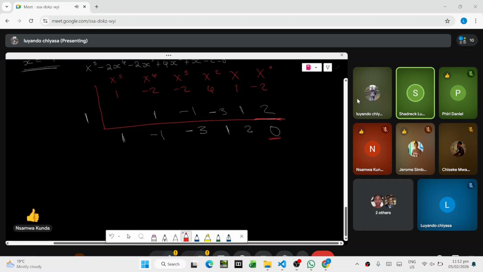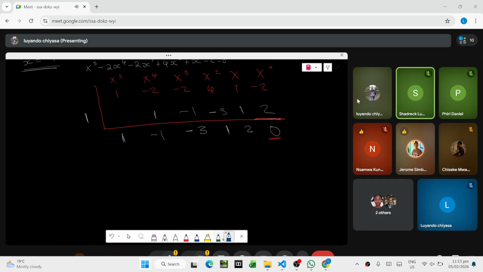Guys, can we skip to the graphing part, because of time? Because this one, we've just found the second factor. Okay, let me just write what we're remaining with and see what the majority vote is going to be.